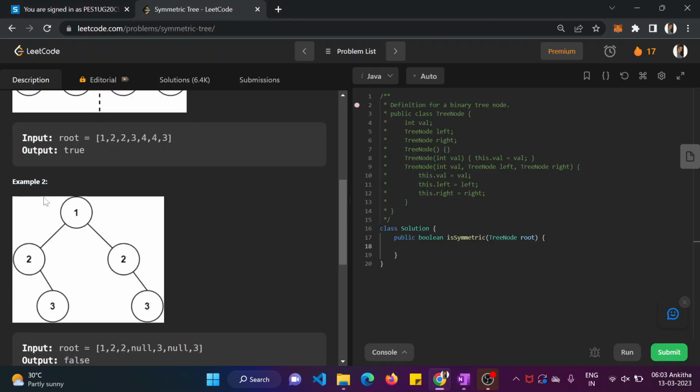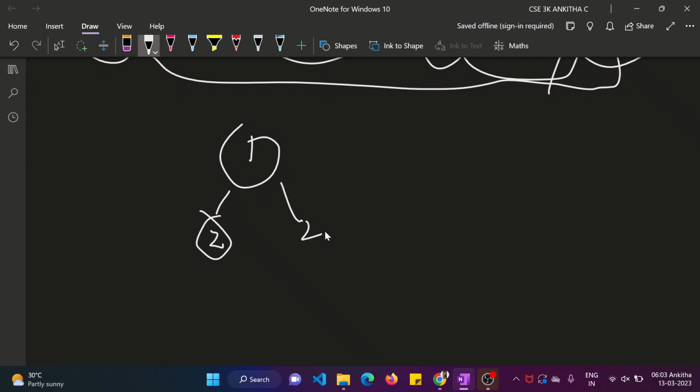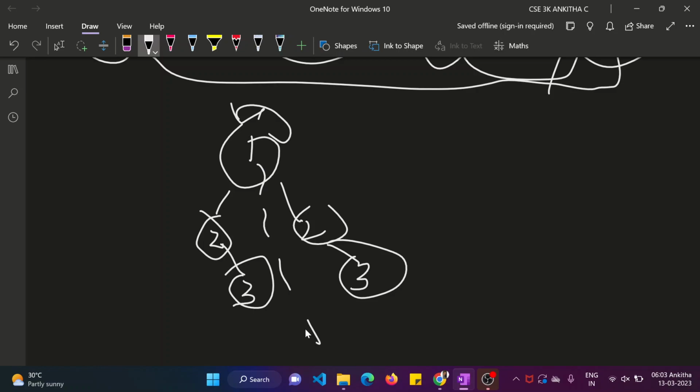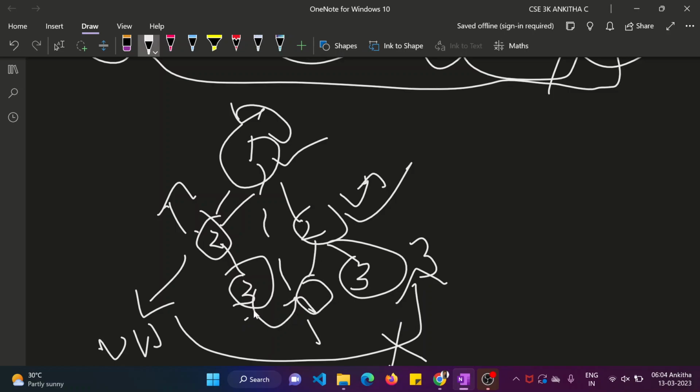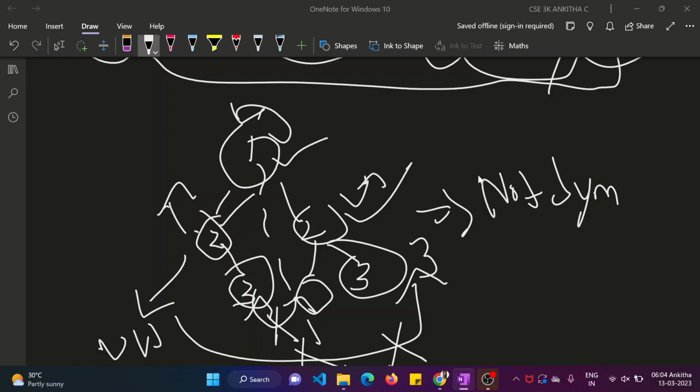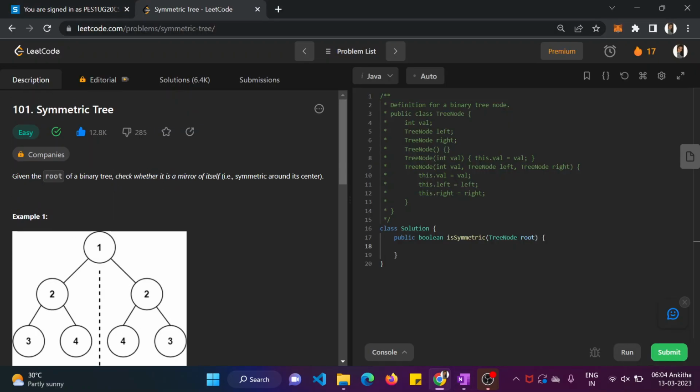For this contradictory example, if you consider 1, 2, and 3. So for root, root itself is the symmetric part. But for root dot left, you have 2. For this 2, we have this as the symmetric part, because this is the left node and this is the right node for this root. Next, if you see 2 dot left, root dot left, this is nothing but null. But here in this case, you have a 3 value where both are not equal. Even here also, we have a null. This is 3, so which are not equal. So this is also not equal, this is also not equal. Hence, this is not a symmetric tree. It's a binary tree, it's not a mirror of itself.